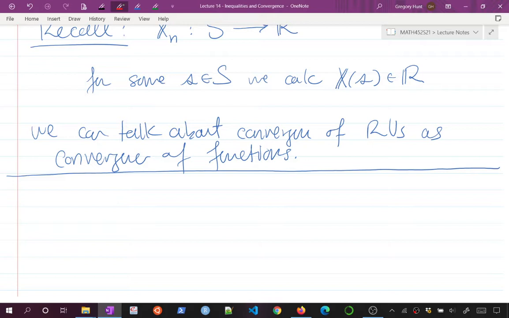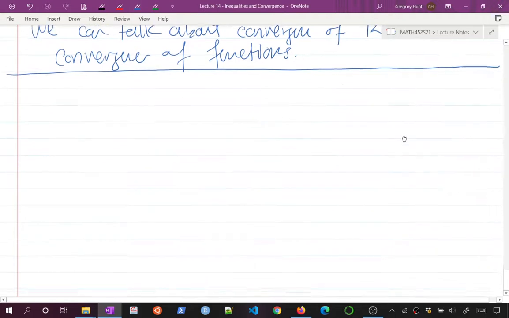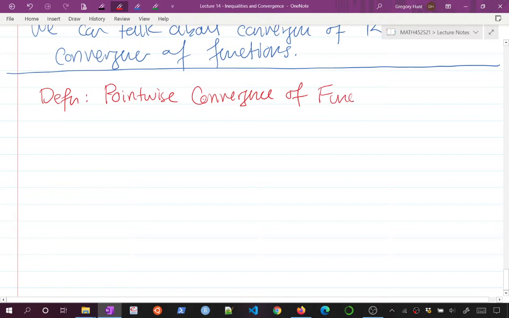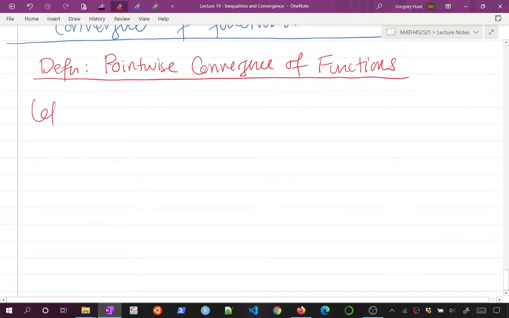We're not going to extensively talk about this. This is really the purview of a functional analysis class. But let's just give one definition about convergence of functions. We're going to define pointwise convergence of functions. So forget probability, thank God. Forget math stats. Let us have some sequence Fn. So let Fn be a sequence of functions.